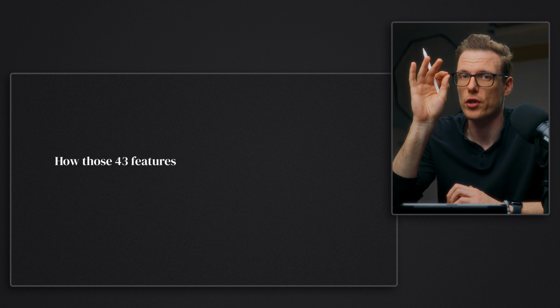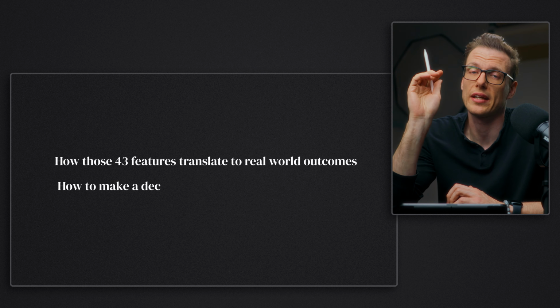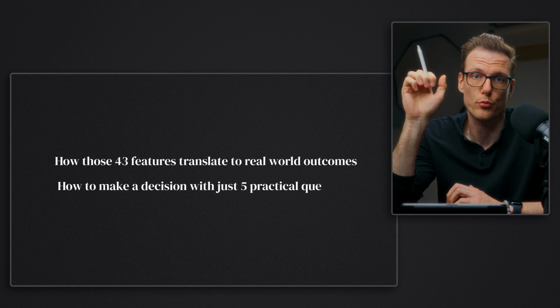To make a good buying decision, you're not supposed to compare products to products. You should compare product features to the outcomes you need those products to help you achieve. So in this video, I'll help you understand how those 43 features translate to real-world outcomes, and I'll show you how to make a decision on all of them with just 5 practical questions.